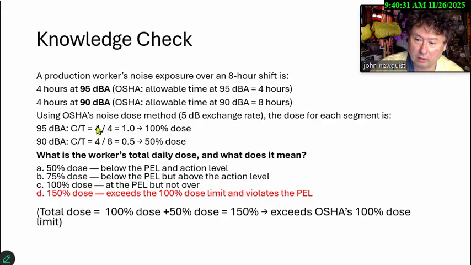So if you just looked at the question, you could do all day long, 8 at 90. But we have 4 hours at 95. You know the answer is going to be above 100. So right there, we can eliminate these 3 answers.